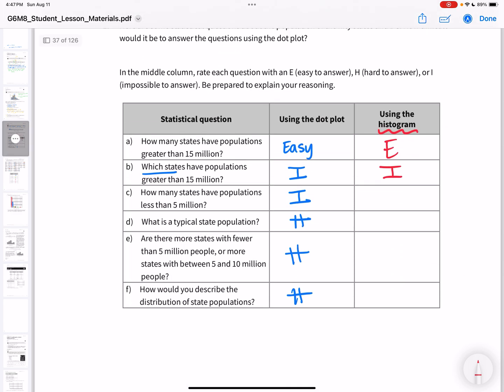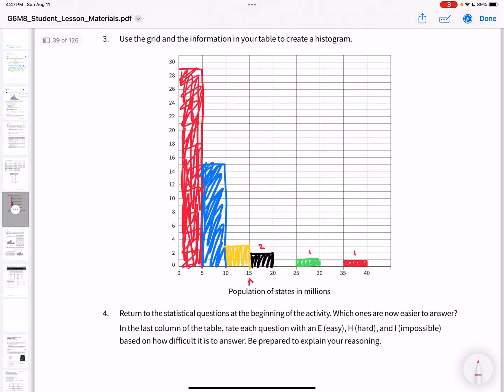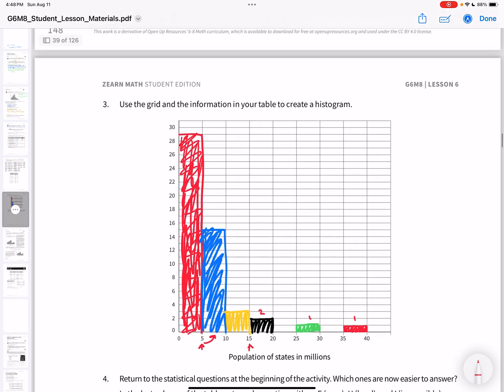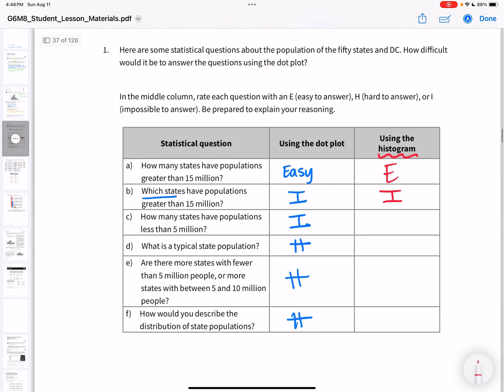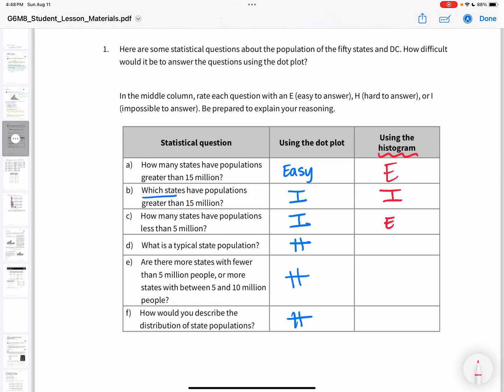How many states have populations less than 5 million? Less than 5 million. So here's 5 million, and remember that one goes into there. So we need how many are just in this first bar, and we know that is 29. So we can now easily answer this question.